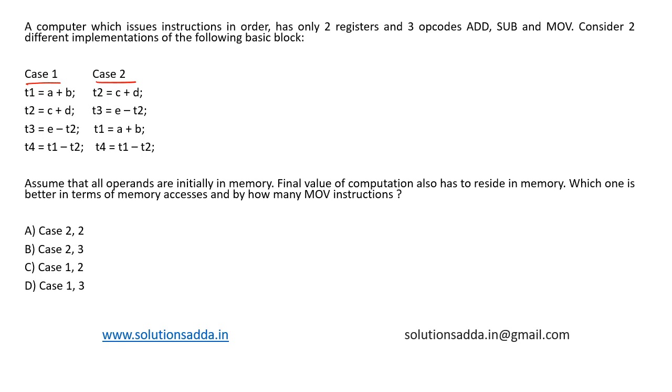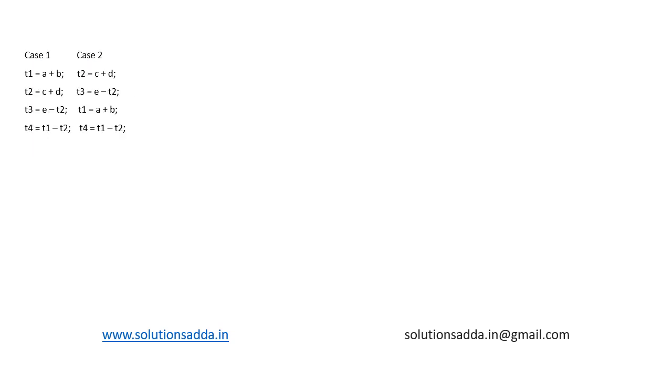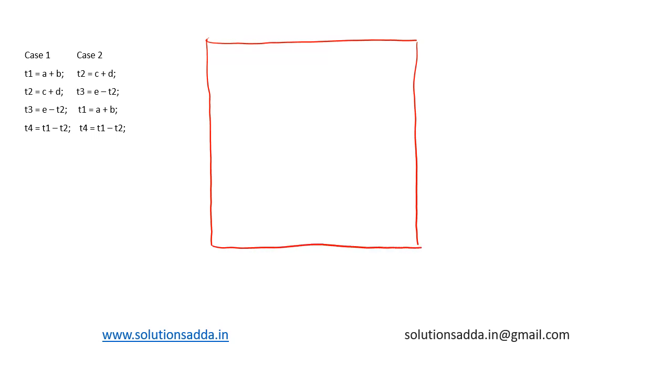This question lacks clarity on how add and sub operations are executed. It is not mentioned whether it requires both operands to be in registers, or only one operand in a register and the other in memory, or any other form. So let's be flexible and assume that either both operands have to be in registers, or only one operand has to be in a register and the other in memory, or both can be in memory. Let's construct a comparison table to identify each case.